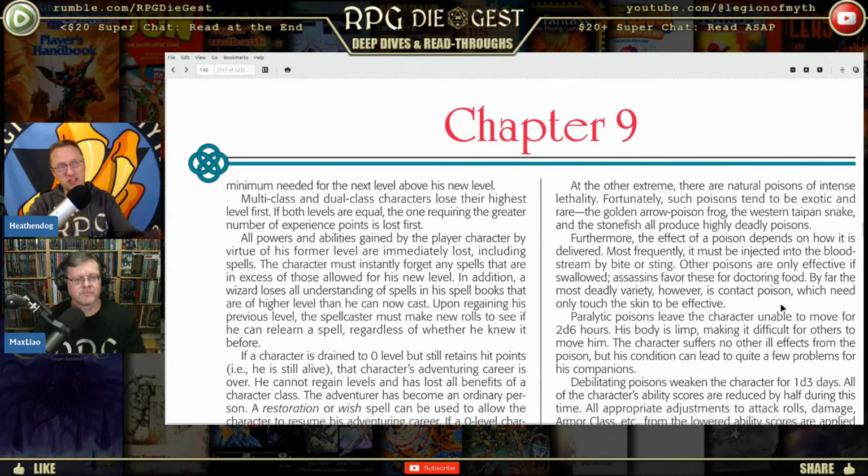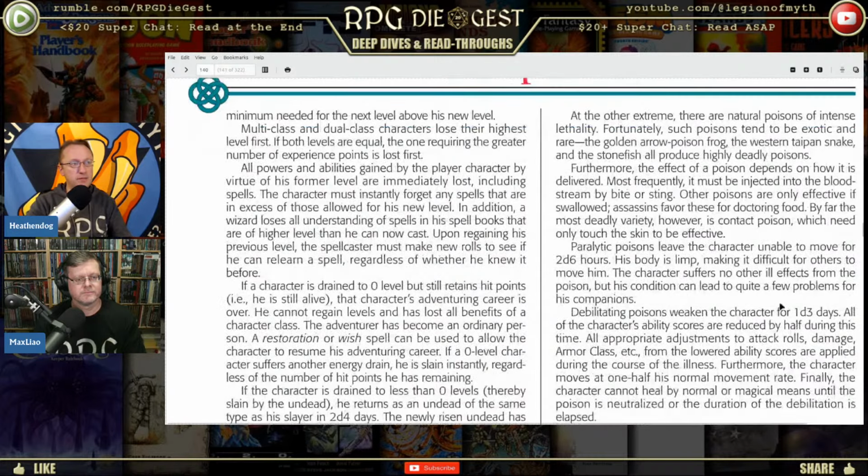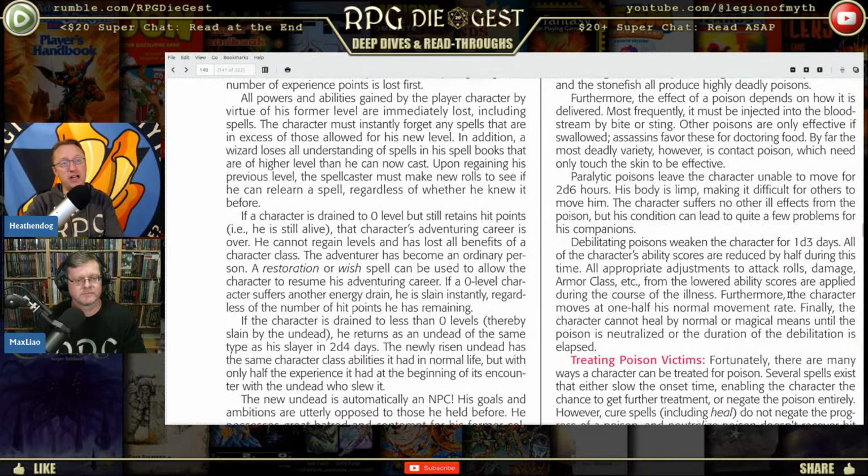All powers and abilities gained by the player character are lost of this former level, until you get it back. A character drained to 0 level but still retains hit points, that character's adventuring career is over. He cannot regain levels and has lost all benefits of the character class. The adventurer has become an ordinary person. A restoration or wish spell can be used to allow the character to resume his adventuring career. If a level 0 character suffers another energy drain, he just dies. I don't like that either.